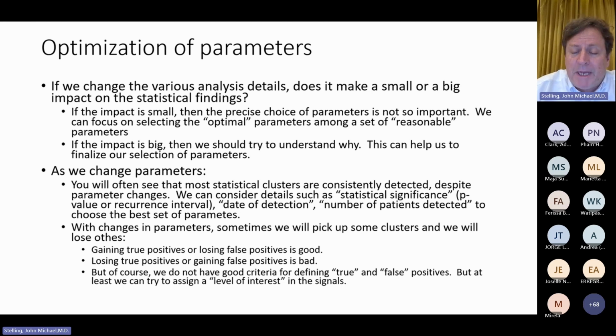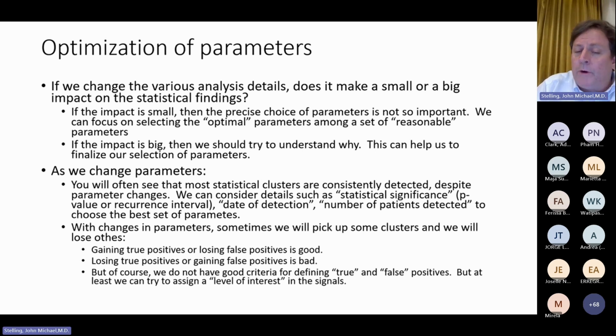And whenever you change these parameters, what always happens is you'll start to pick up more clusters when you make certain changes, but you'll also start to lose some clusters. And people think, oh, gaining clusters is good, I'm finding more outbreaks. And that's not always the case. As you can see here, if you gain true positives or lose false positives, that's a good thing. You're getting better true cluster detection, and you're getting rid of a lot of background noise. So finding more clusters can be good if they are true clusters. But if you lose true positives, we call that worse sensitivity.